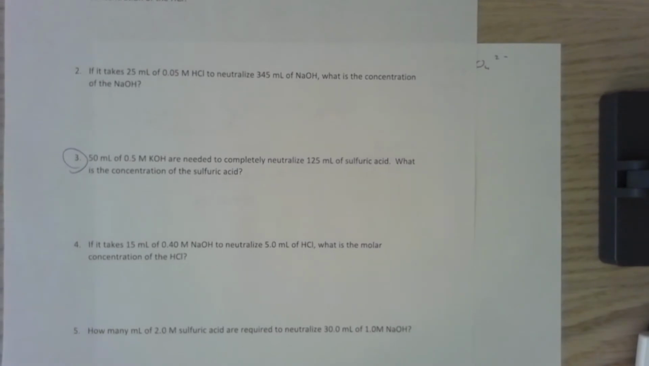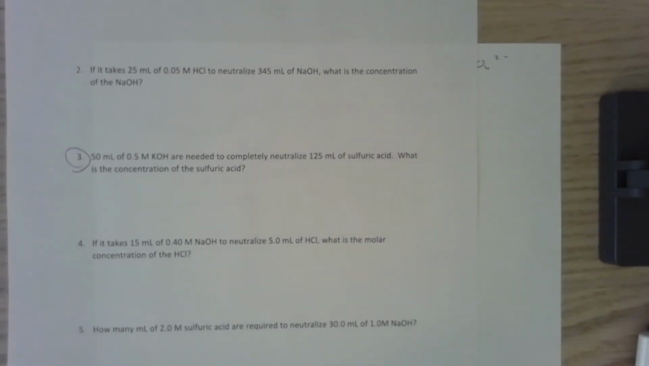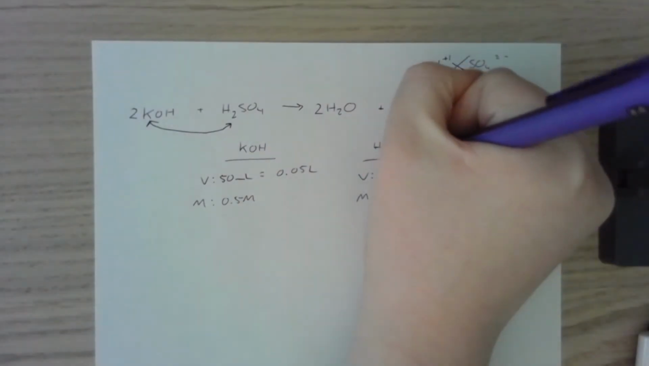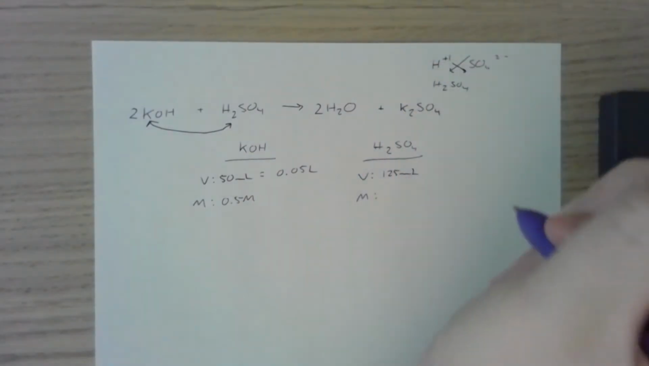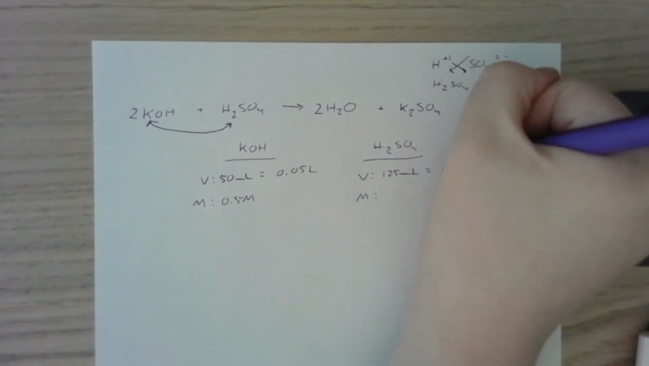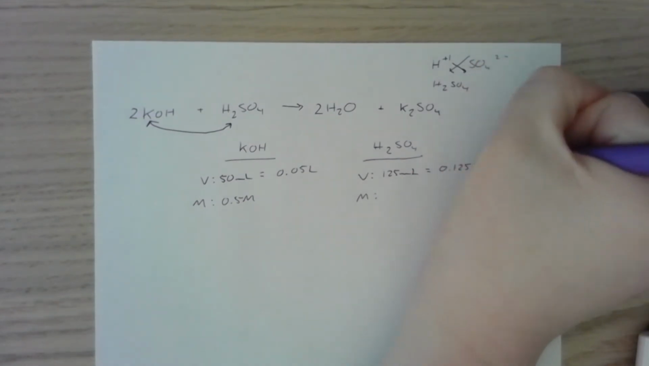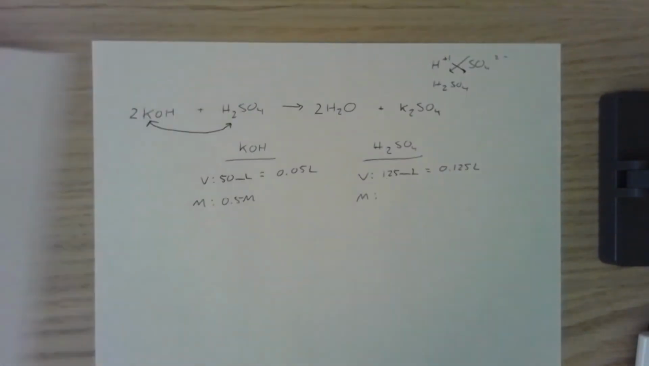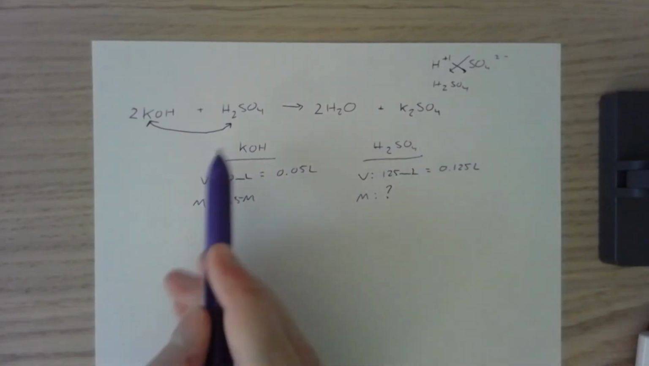Alright, and then looking at my acid, all it tells me is that I have 125 milliliters of that acid. So I've got 125 milliliters, which is equal to 0.125 liters. And then it says, what's the concentration of sulfuric acid? So that's my question mark. What is my concentration?